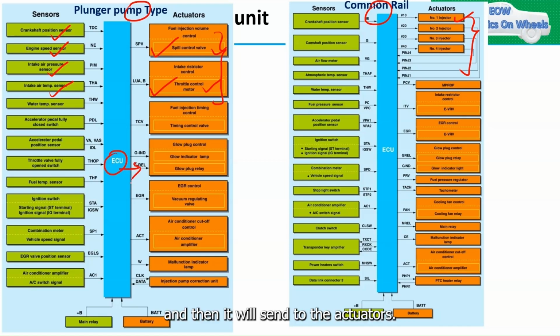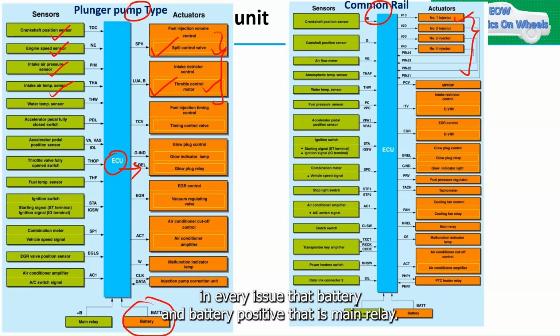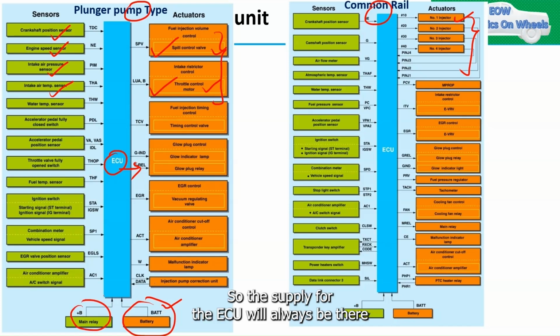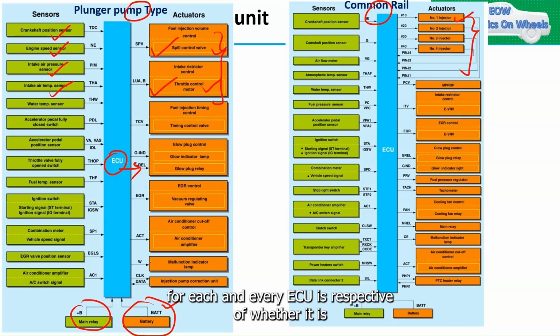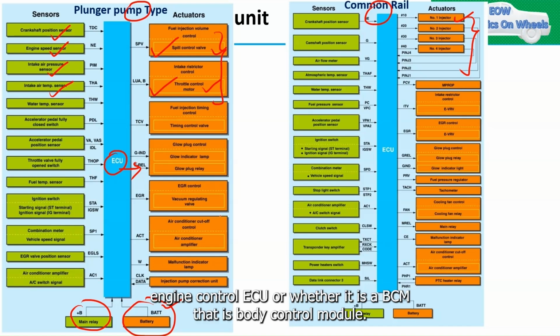You will have these by default in every ECU: battery and battery positive, that is the main relay. So the supply for the ECU will always be there for each and every ECU, irrespective of whether it is the engine control ECU or a BCM, that is the body control module.